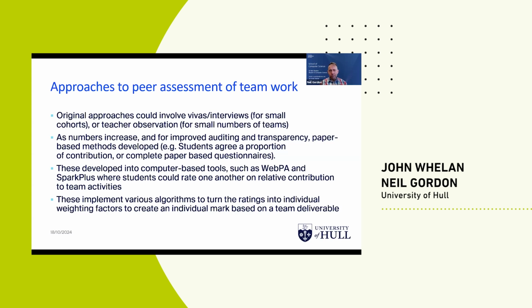We've got smallish numbers. It starts to break down if students aren't always there to fill in the forms, if there's issues with relationships, and even managing the amount of data you get. So if you've got 150 students and you've got 15 teams, even of 10, that's still a lot of data to start collating and managing.